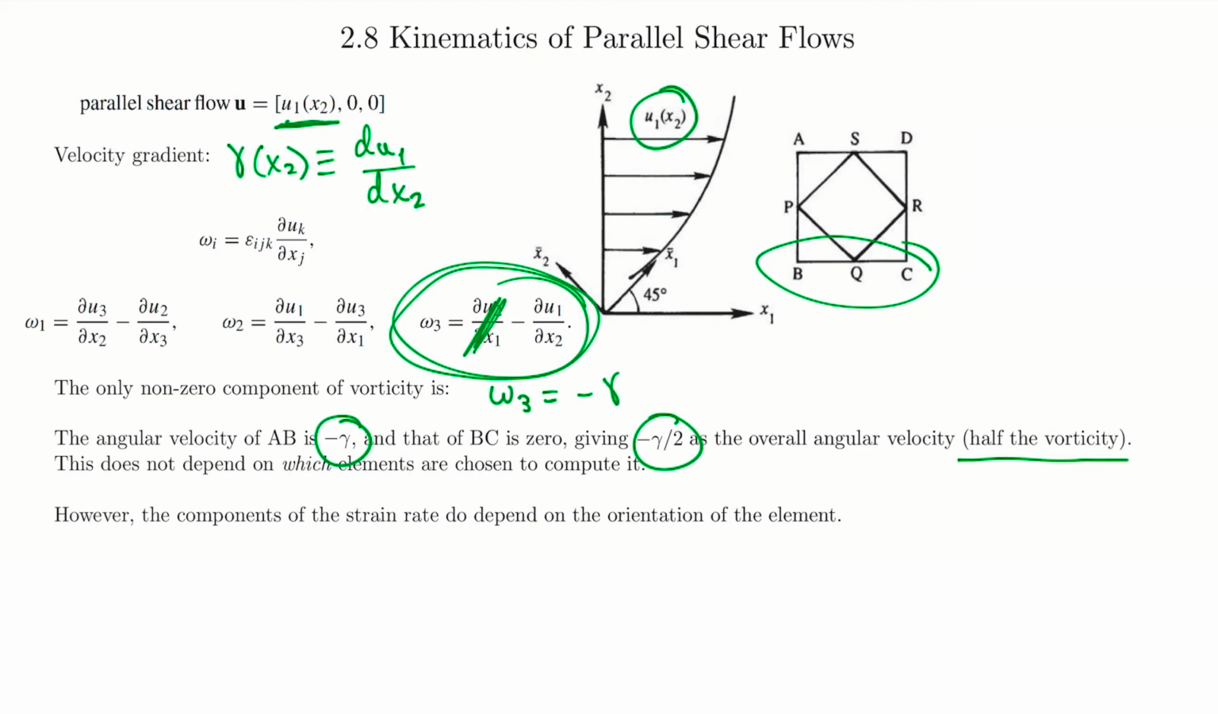However, when we look at the strain rate, this does depend on the orientation of the element. From our definition in the previous slides, the strain rate tensor of our element shown here, A, B, C, D, with sides parallel to the x1 and x2 axes, is this.